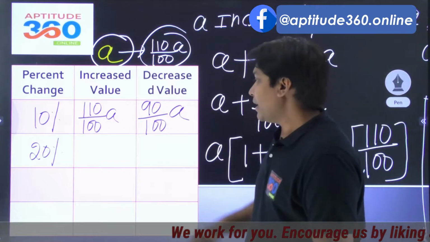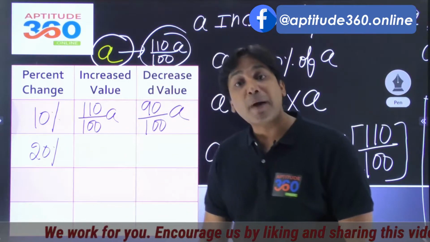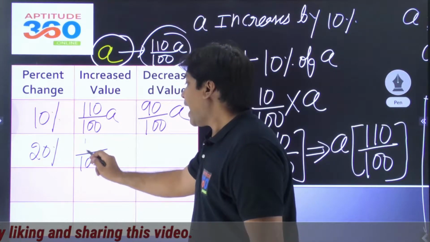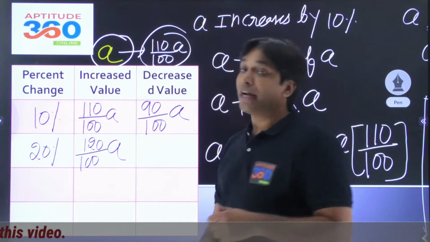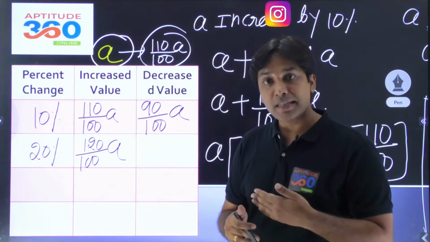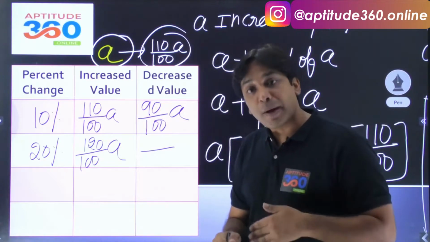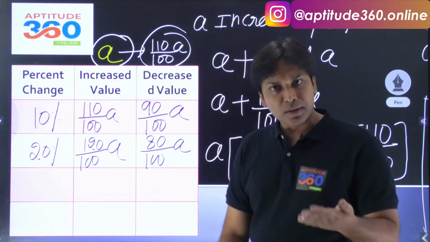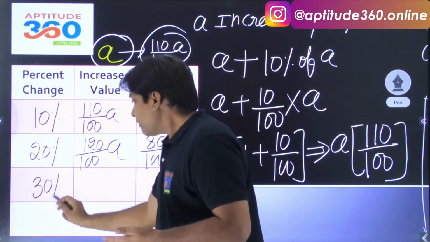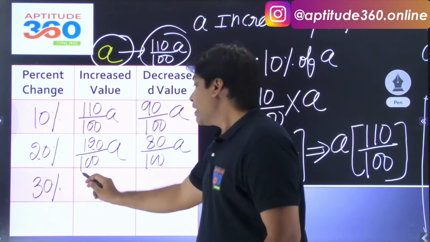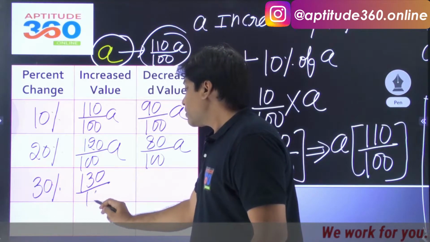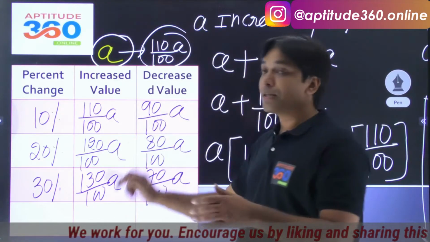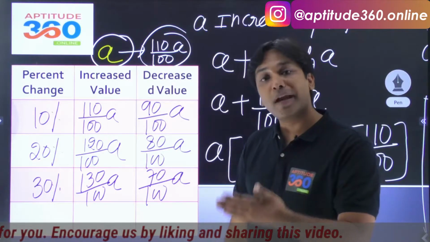But the first step is to understand that you can write this as 110/100 and 90/100. So if a value increases by 20%, what should we write? In the denominator it is going to be 100, and in the numerator I am going to write 120 by 100. Does this make sense to you? And when A decreases by 20%, the value is going to become 80 by 100 A. Isn't it simple? Now, if A increases by 30%, the value will become 130 divided by 100 A, and if it is decreasing by 30%, the numerator is 70 and the denominator will remain unchanged.